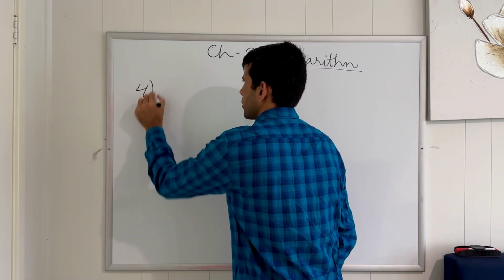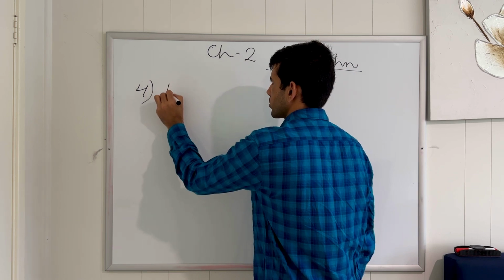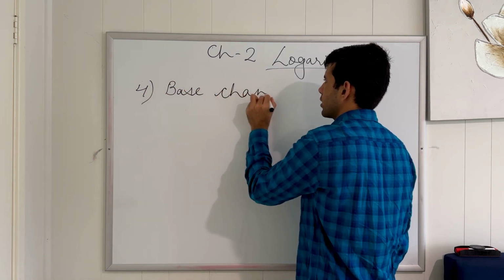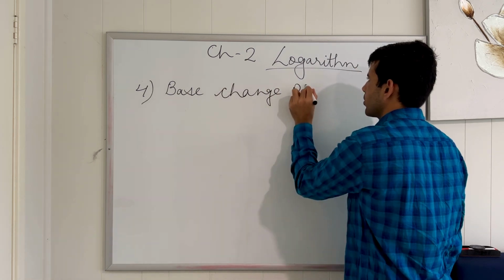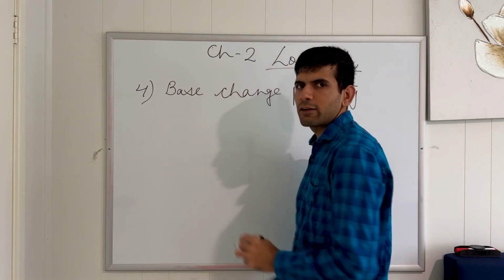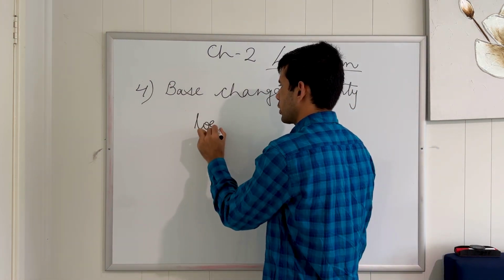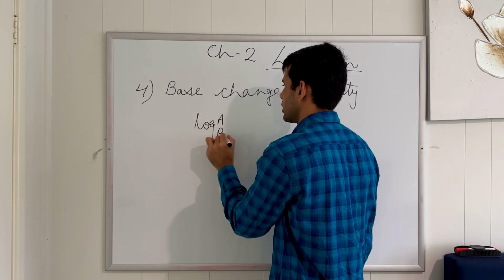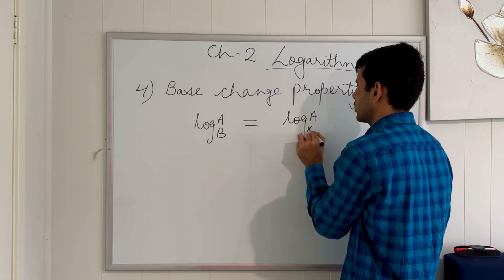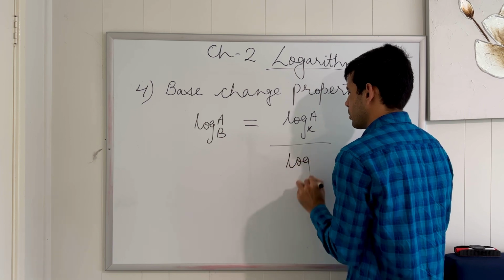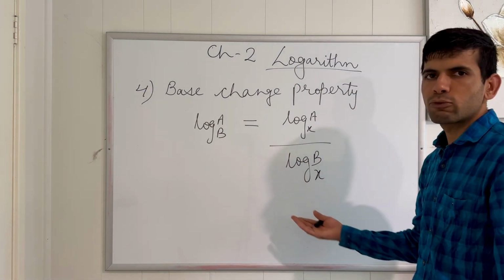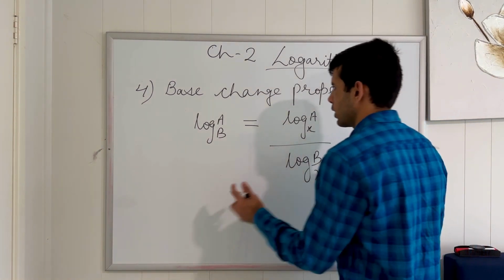So now comes property number 4, and it is called the base change property. Suppose I have something like log a base b. So I can write it as log a base x divided by log b to the base x. And we can see the proof of this one.